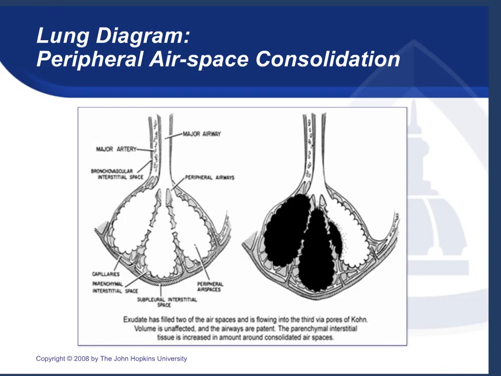I'll move on now to airspace disease, and this is just a diagram of a normal airway here. We have the major airway leading to peripheral air spaces. Those are connected by these pores of Kohn. What happens in airspace disease is something fills up these air spaces, these air sacs. And usually there's spillage over to adjacent air sacs, and this can be caused by a number of things.